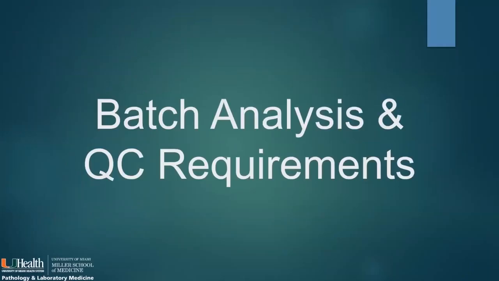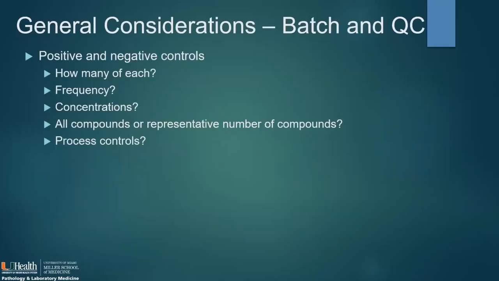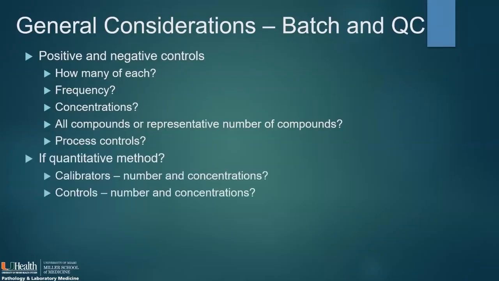So let's begin by talking about batch analysis and QC requirements. I did want to talk about some general considerations for batch and QC. Some of these include, for our controls, how many positive and negative controls? What is the frequency for injection or frequency in the batch setup? What concentration should be used? Do you need to have positive controls with all compounds or just a representative number of compounds? And process controls, what are they and are they needed? Then also, though I'm not speaking about any quantitative methods, I did just want to quickly mention a little bit of information about quantitative methods and maybe any requirements for batch and QC.